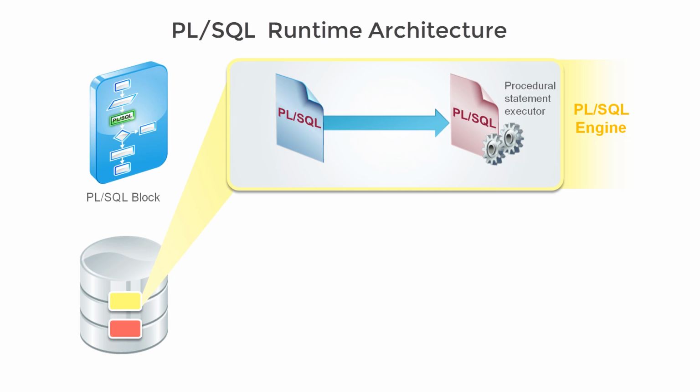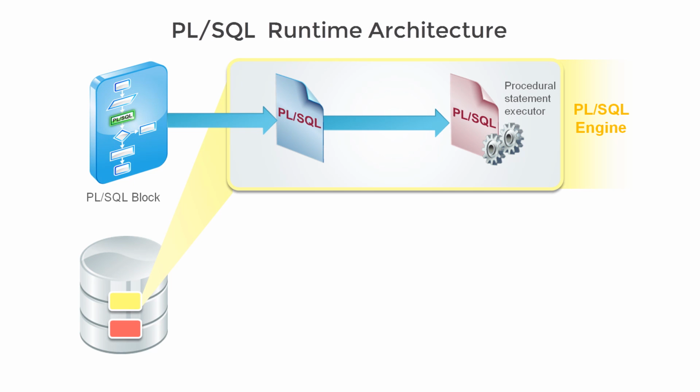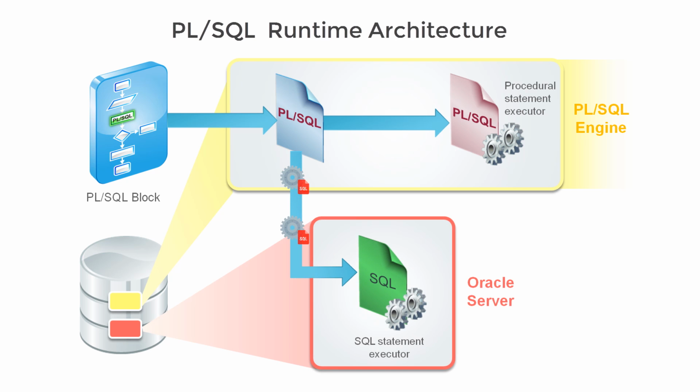Whenever a PL/SQL block is submitted for execution, the PL/SQL engine parses it and processes the PL/SQL statements in the procedural statement executor. When the PL/SQL engine encounters a SQL statement, a context switch is made to pass the SQL statement to the Oracle server processes. The PL/SQL engine waits for the SQL statement to complete and for the results to be returned before it continues to process subsequent statements in the PL/SQL block.